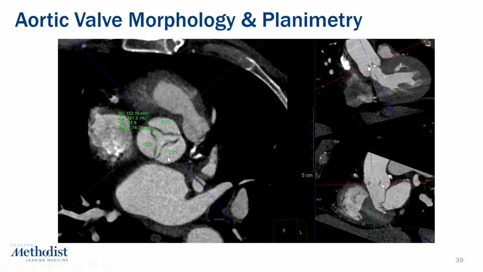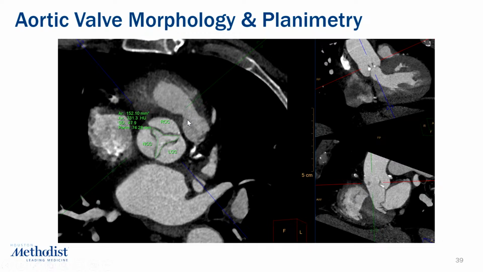For the aortic valve morphology, whether it's tri-leaflet or bicuspid, it really depends on systole, right? So not in diastole. So this is the aortic valve where it's open. Clearly you can see the three cusps, 1, 2, and 3. So this is a tricuspid aortic valve.